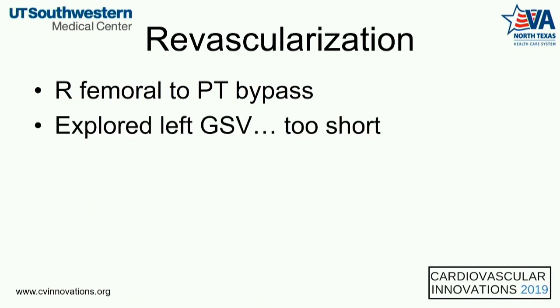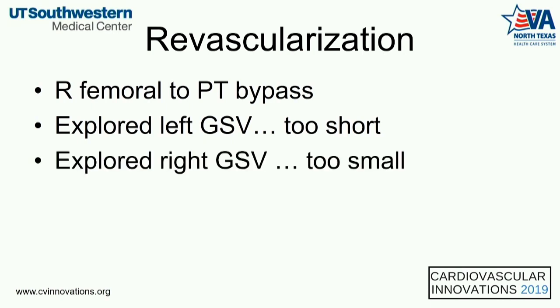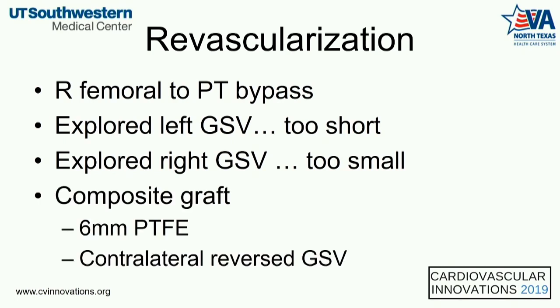We explored the left saphenous vein, and it was actually very good in the thigh and the knee, but then in the lower leg it was indeed quite small, and there was no way we were going to make it bigger. It was too small. We looked at the right saphenous vein because sometimes the vein mapping is wrong, but it was actually too small. So we ended up doing a composite bypass graft using 6mm ring PTFE proximally and contralateral reverse saphenous vein distally down to the distal anastomosis.